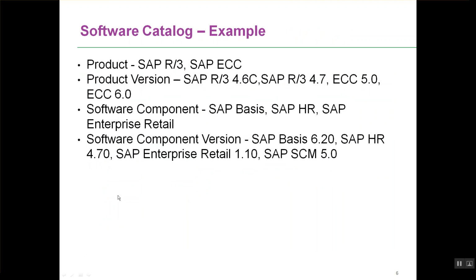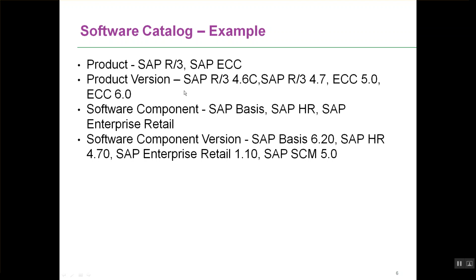Okay. What I want to do is explain a software catalog. I would like to give an example so that I can explain the multiple components within a software catalog. Within a software catalog, the first thing that you need to be aware of is a product. So what is a product? SAP ECC is a product. SAP R3 is a product. SAP CRM is a product.